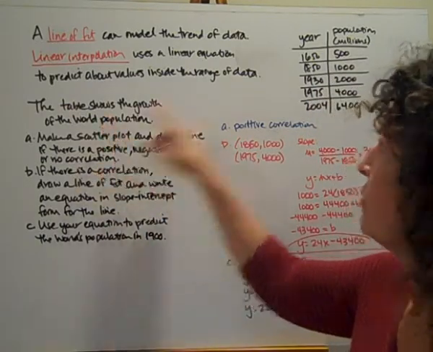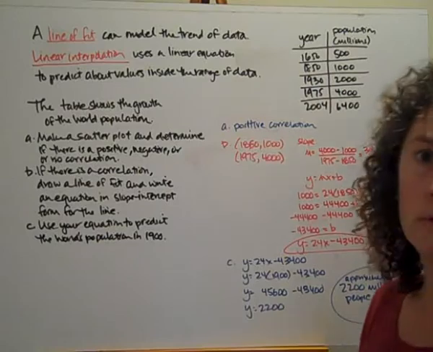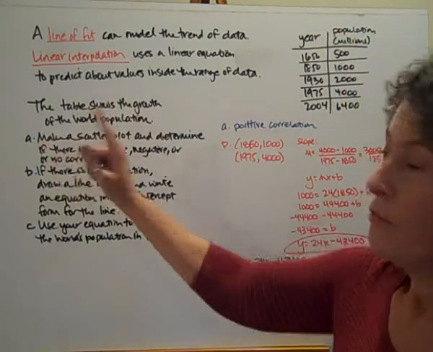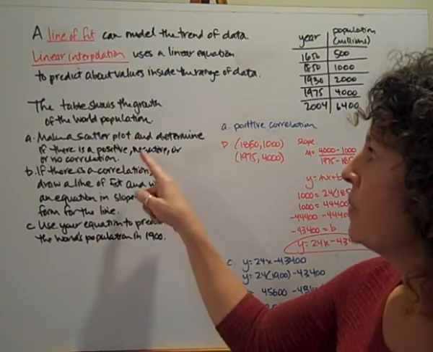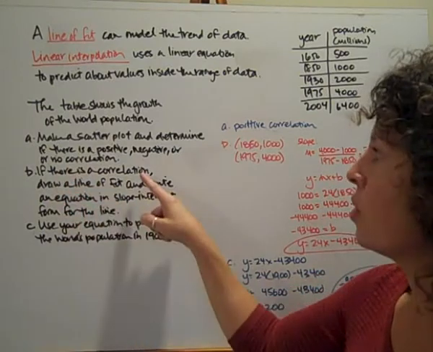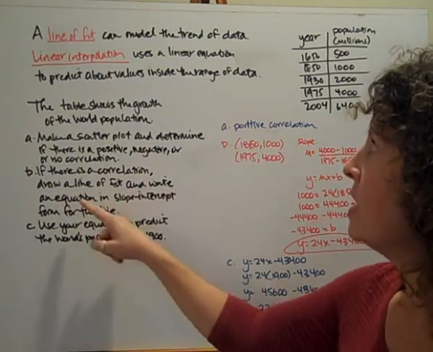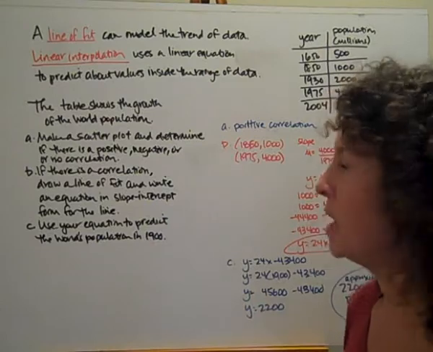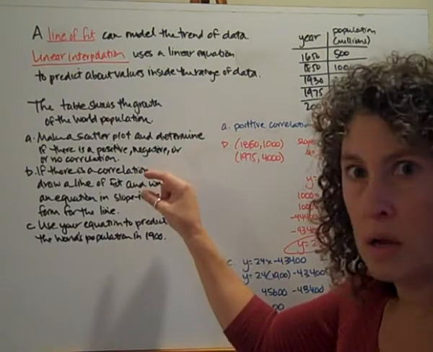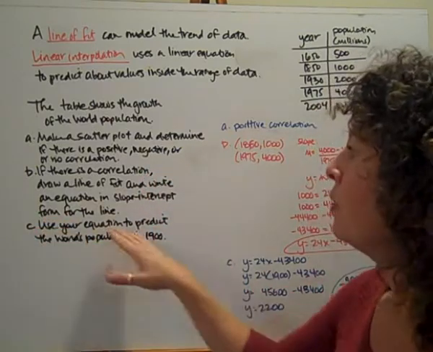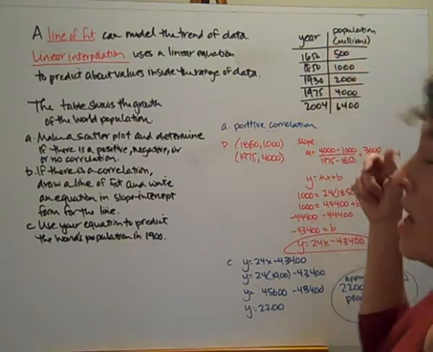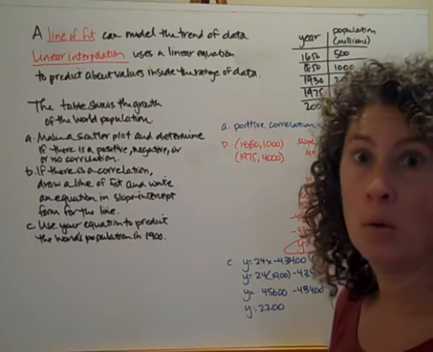The table shows the growth of the world population. Here's my growth of the world population, year and population in millions. First thing we're going to do is make a scatter plot and determine if there is a positive, a negative, or no correlation. Second, if there is a correlation, we're going to draw a line of fit and write an equation in slope-intercept form for the line. We're going to force a line to fit this data. It's not going to be perfect, but we'll write an equation for it and use the equation to predict the world's population in 1900. We don't have a number here for 1900, but we can probably predict what it might be.